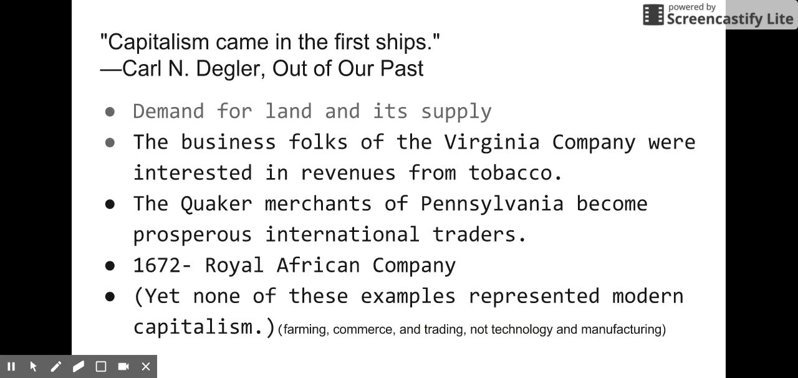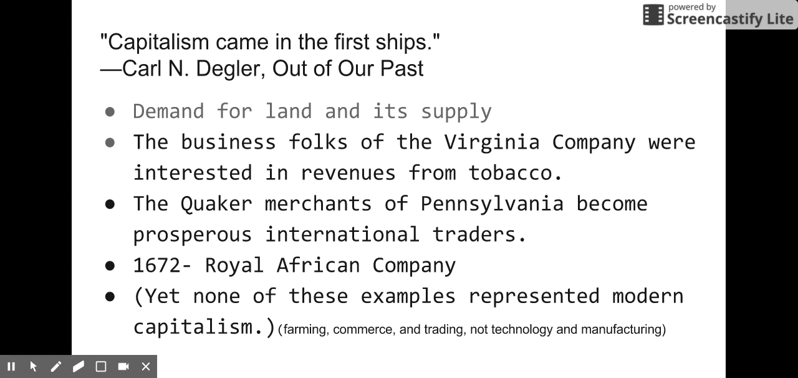Now, what about capitalism? We said that it was a mercantilist economy in the colonies, and it was. It wasn't a capitalist economy, but the seeds of capitalism were there. There's a book, Out of Our Past, by Carl Degler, and he writes that capitalism came in the first ships, meaning the ones to Jamestown and even the ones to the New England colonies. Keep in mind how supply and demand relate to capitalism: there was a demand for land and a huge supply there. They knew they could make money from tobacco.